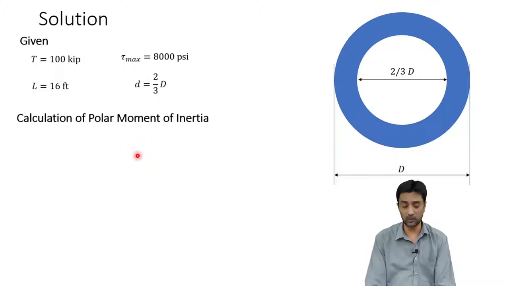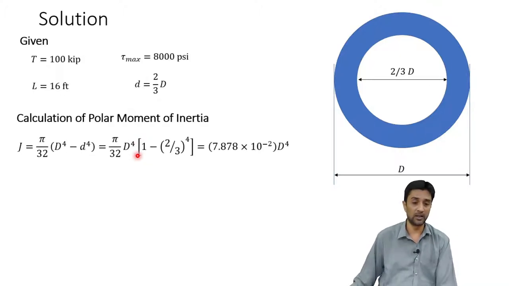We know the formula for the polar moment of inertia is pi upon 32 times (D^4 minus d^4), where the capital D is the outside diameter and the small d is the inside diameter. We take D as common, because we know that d is 2/3 of capital D. So we can write this as 1 minus (2/3)^4, taking D^4 common outside. This comes out to be 7.87 times 10 to the power minus 2 D^4.